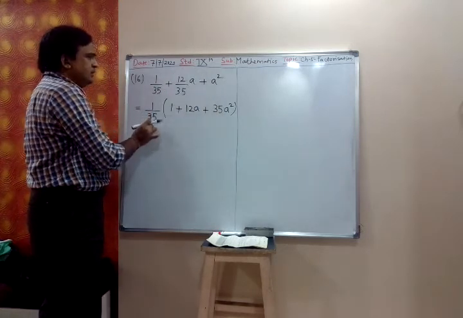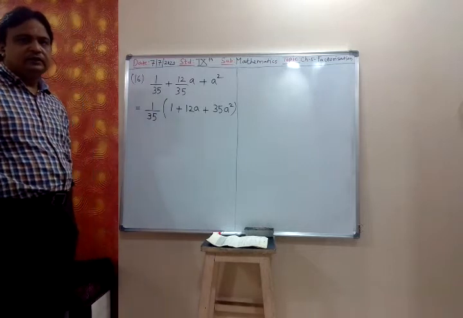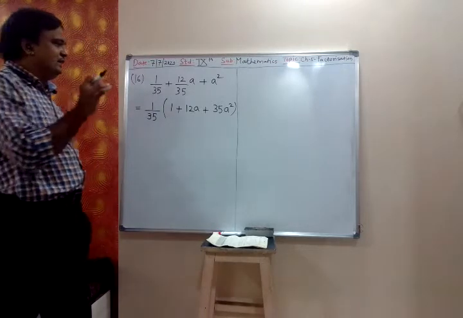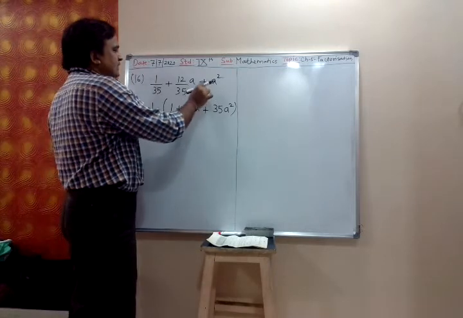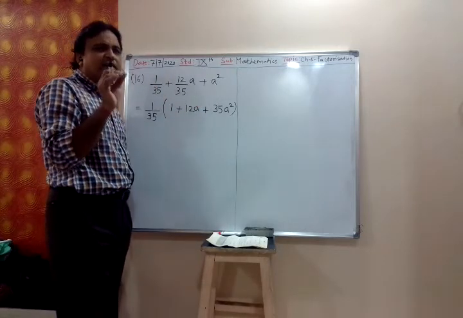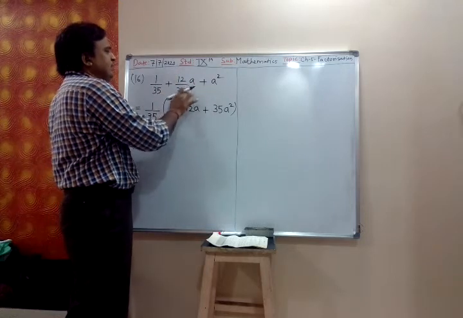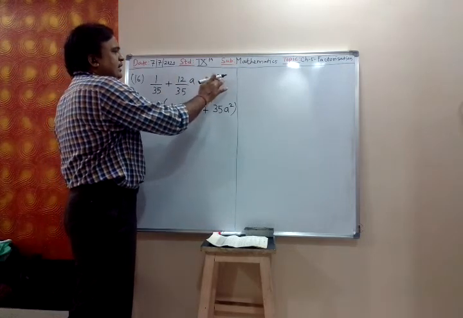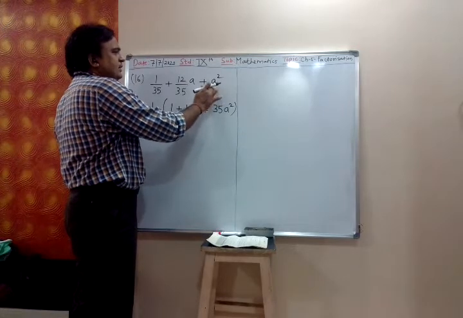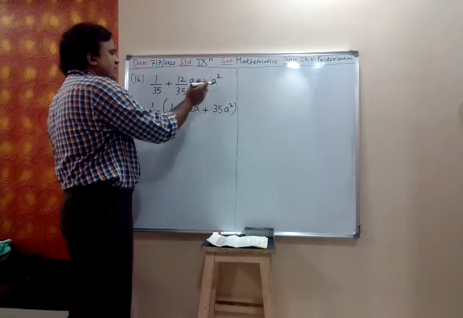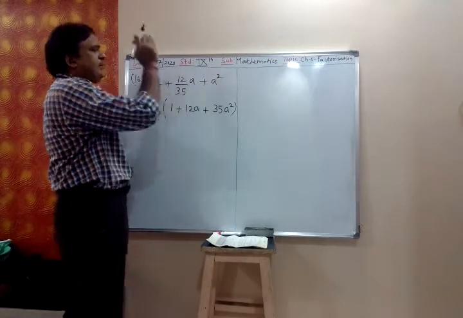So 1 upon, see, that is the same as taking LCM. 35, multiply and divide a square by 35. So 35 multiply and divide by a square by 35, so that 1 upon 35 I have taken outside, 35a square is left.